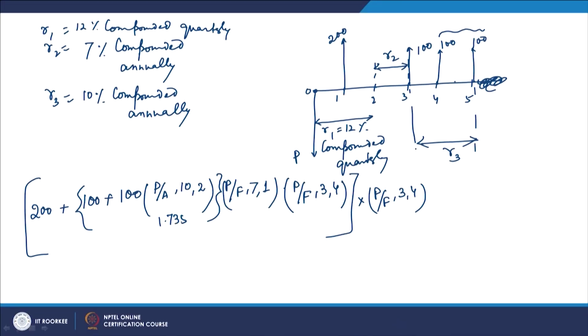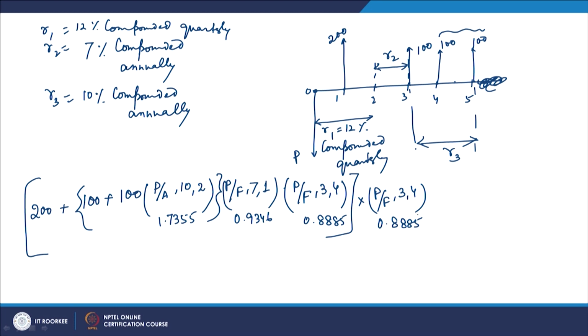And for finding these values of P by A, you have to look into the different interest tables, and these values will come as 1.7355, then you will have the value 0.9346, then 0.8885, and finally you have this also as 0.8885.